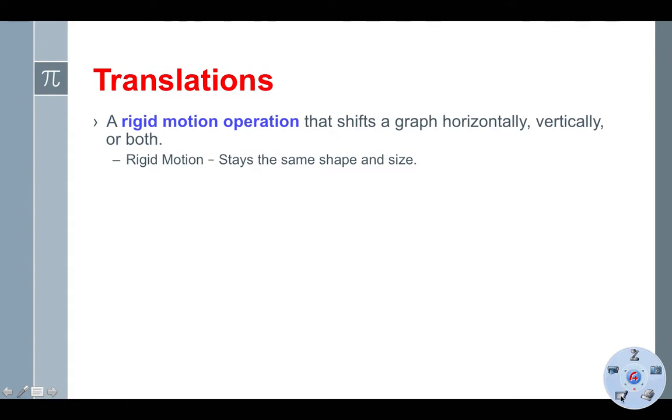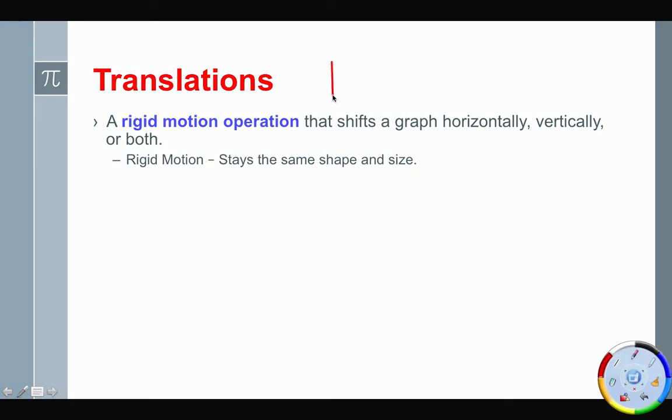So if I was to take, this is not a graph by the way, this is just a square, and then I was to use a rigid motion operation and move it over here, the box would remain the same size and the same shape. That would be a rigid motion operation moving horizontally. All right, so we do this with graphs as well.